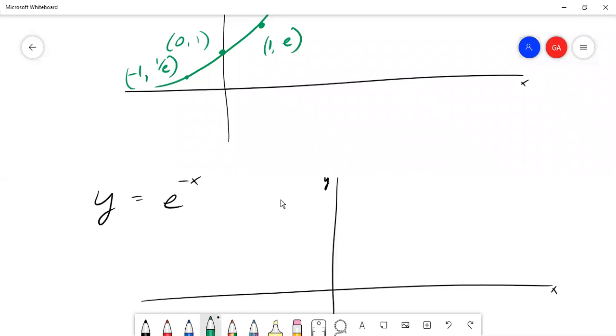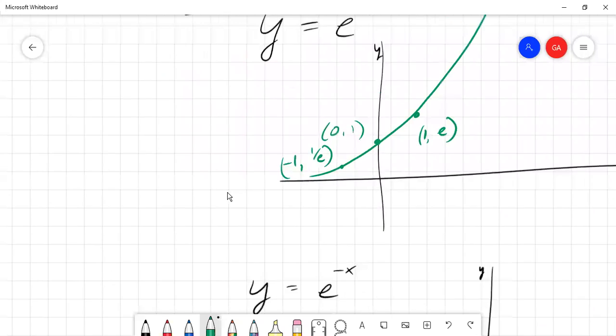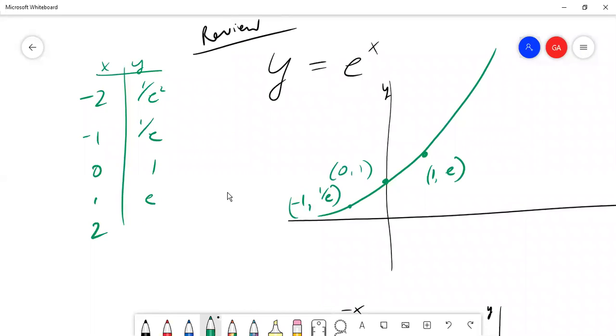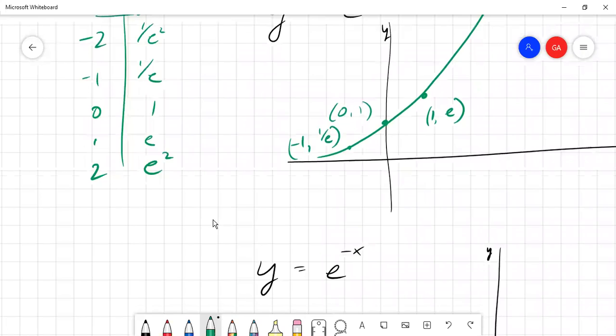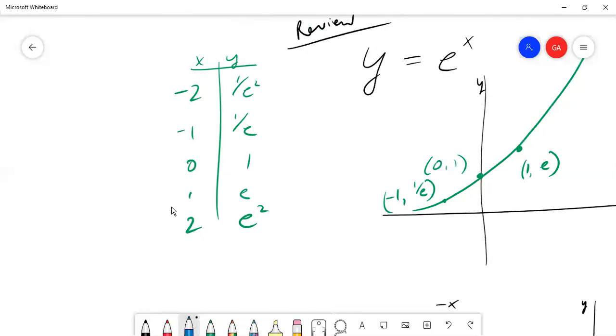How would things change? Well, I think some people might know the answer, but for people who don't, let's make two tables. I'm going to use green for this first one. We already have kind of what we need for a table. I'll use -2, 1 over e squared, -1, 1 over e, 0, 1, 1, e, 2, e squared. Okay, and that gave us that table. And I'm going to use blue for this new plot, and I'll do them side by side so we can compare what's going on.